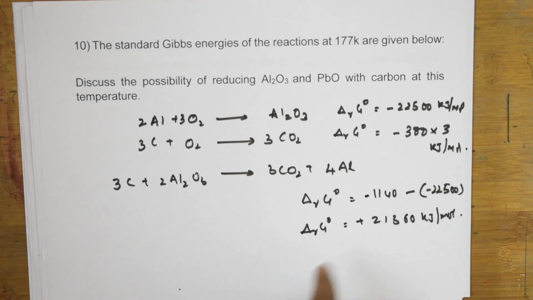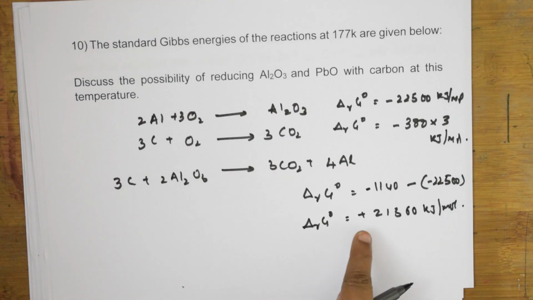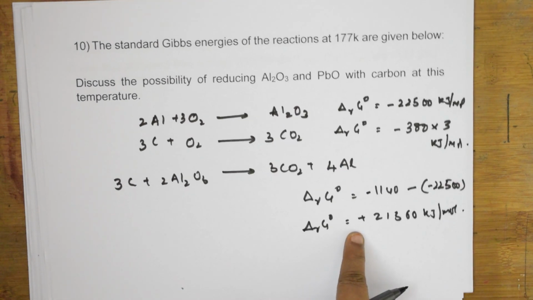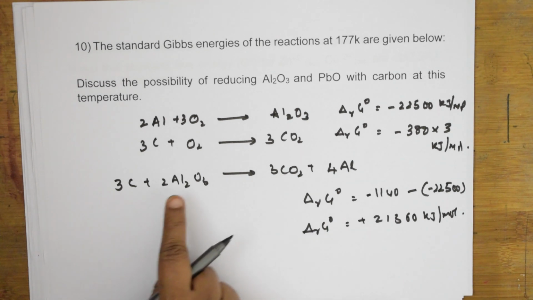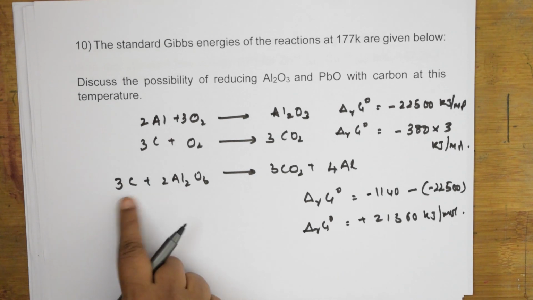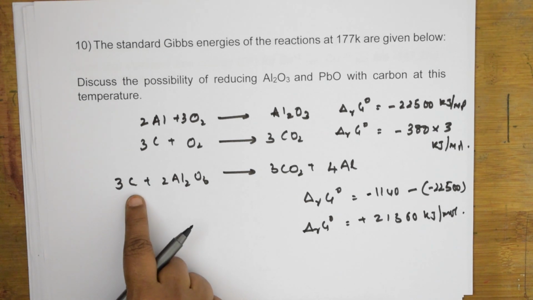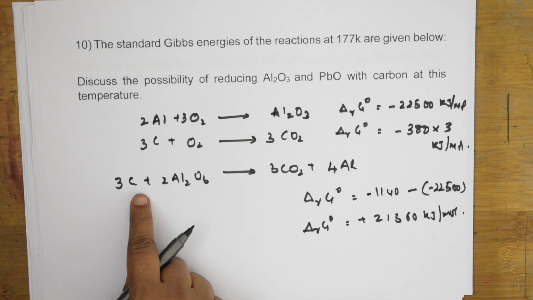Now I've got delta G value positive. Since the delta G naught value is positive, the reaction will not take place. That means Al2O3 will not be reduced by carbon. We very well know, unless delta G is negative, the reaction will not be spontaneous. Since delta G is positive, Al2O3 will not be reduced by carbon, because carbon is the reducing agent. That is what they've asked you, isn't it?